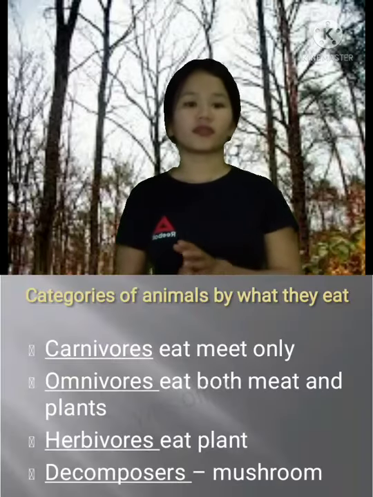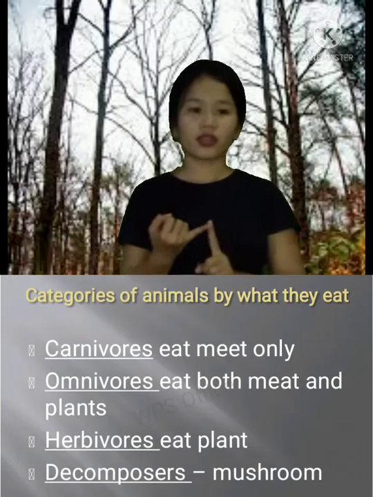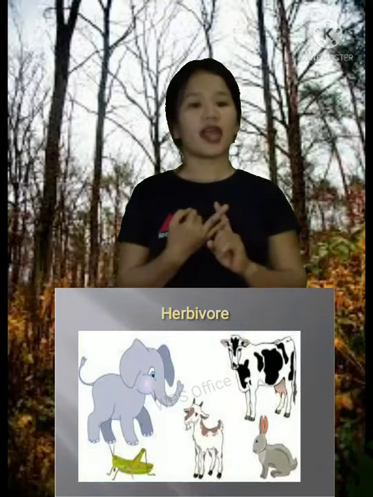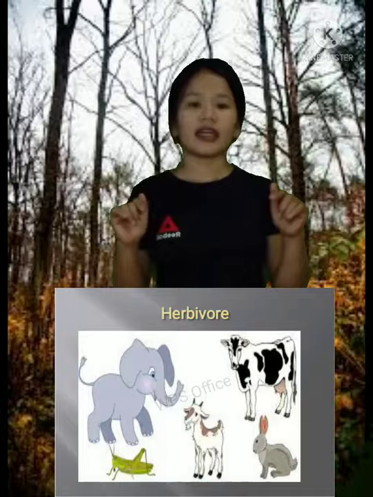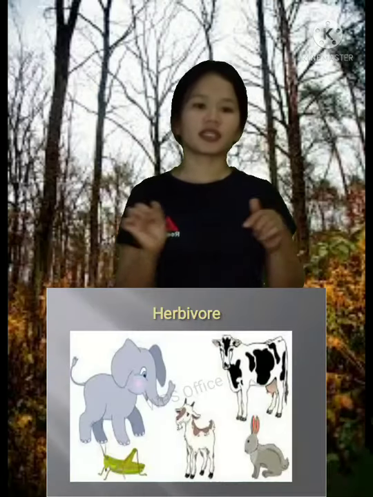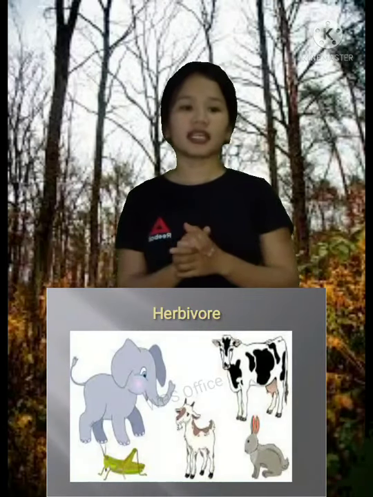Why do you call them consumers? It's because they cannot make their own food, so such organisms depend on the producers in terms of their food. There are four types of consumers: omnivores, carnivores, herbivores, and decomposers. Herbivores are living things that only eat plants.